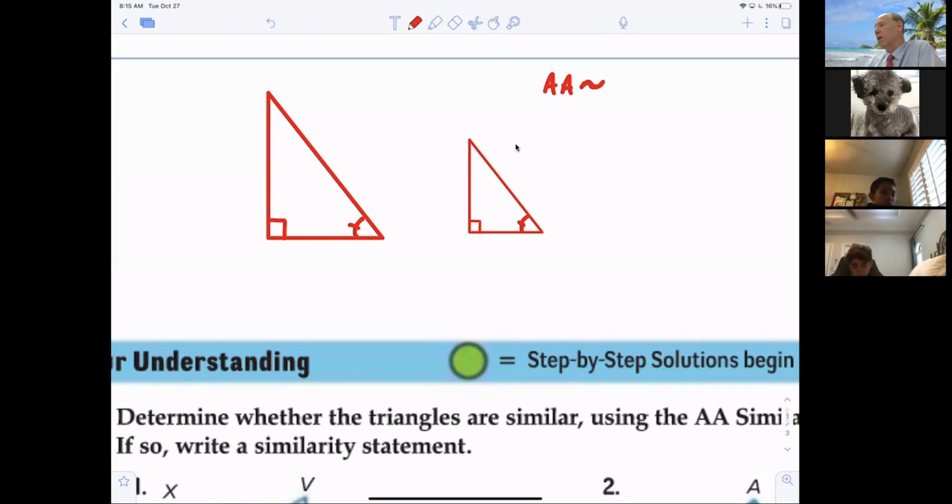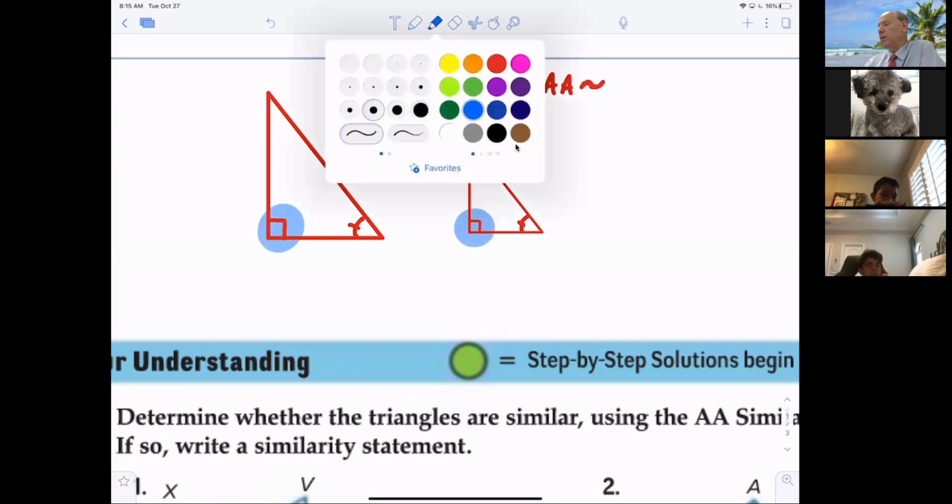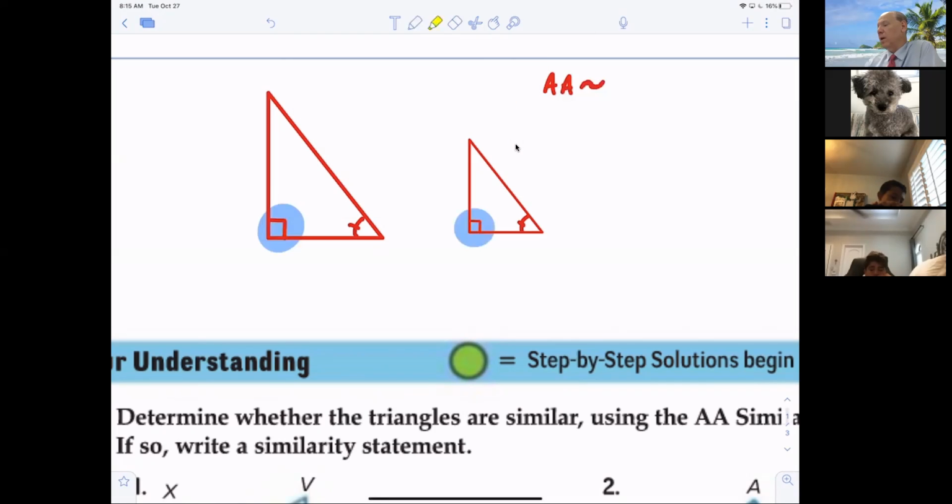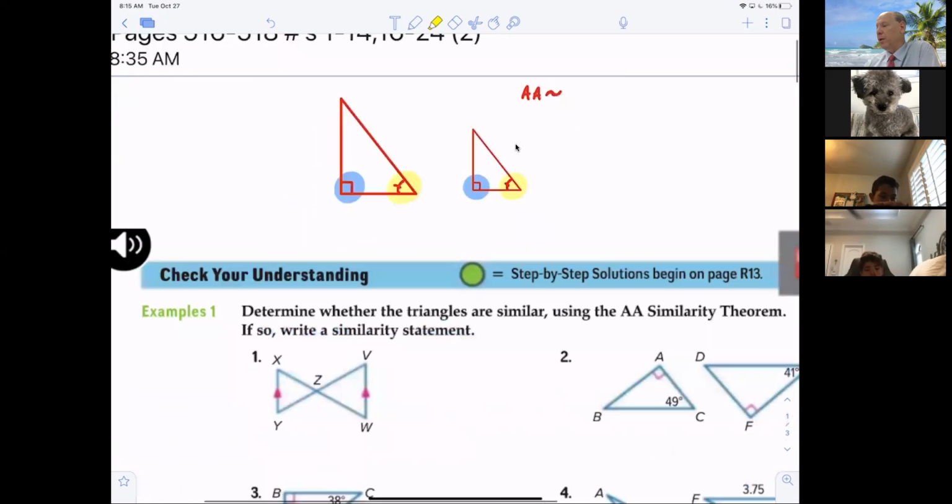All right, so that is one way to show that triangles are similar. All you have to do is find two angles that are congruent, and as soon as you find two angles that are congruent, then the triangles are automatically similar. That's how easy. Super duper easy. All right. So here we go.